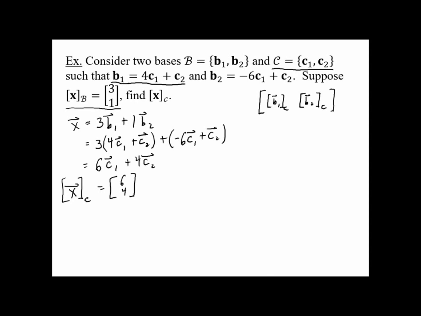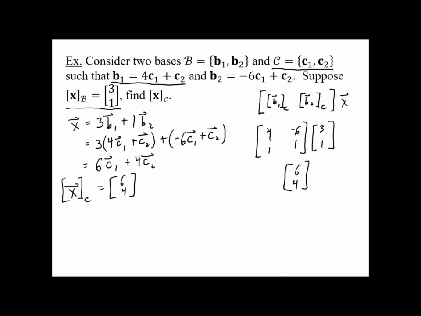So the C coordinates of B1 would be 4, 1. The C coordinates of B2 would be negative 6, 1. And then we're going to take that and multiply it by the X, which was 3, 1. You'll notice if I did that, I'm going to get 12 minus 6 is 6, 3 plus 1 is 4. I'm getting the same answer.